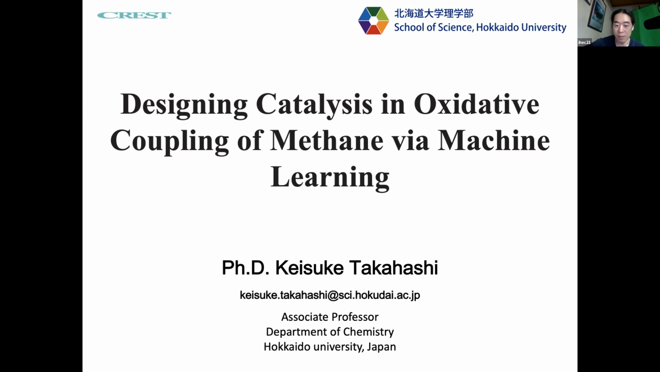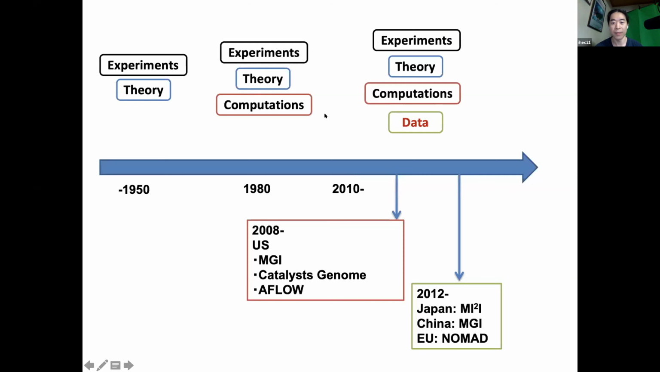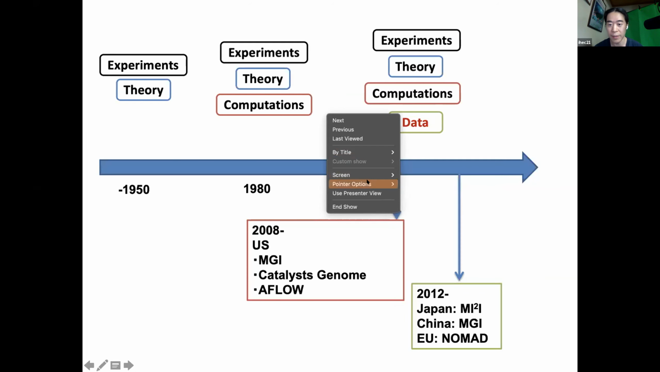Thank you for inviting me. So I'm an associate professor at Hokkaido University, Japan, and today I'm going to talk about how to design catalysis using data science and machine learning. My talk is a little bit different from some of the guest talks here. The idea we are trying to do is to design the catalyst from data.